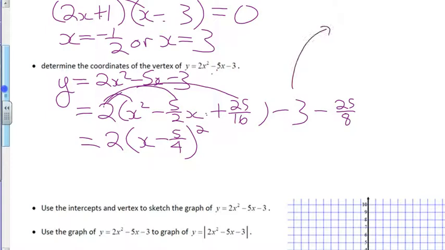And -3 is -24/8, because I need that to be 8 so that I can add these 2 together. So that gives me minus 49/8. Okay, so far, yes, questions? No? It's good? Okay.